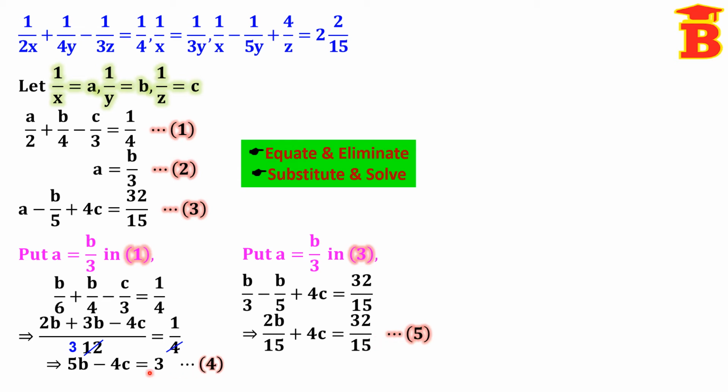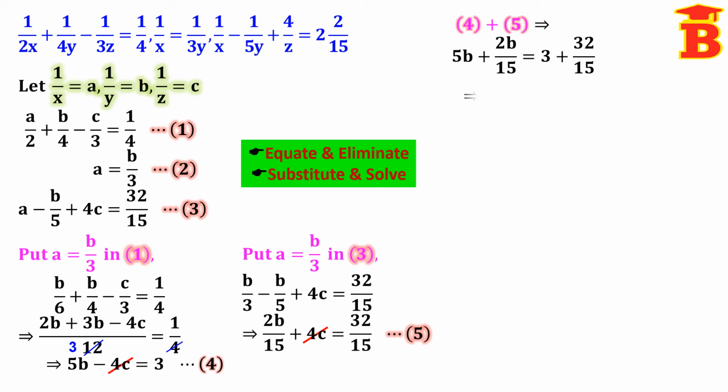Here in the fourth equation we have the term minus 4c, and in the fifth equation we have the term plus 4c. So now adding these we can cancel the term c. Adding the equations 4 and 5, this minus 4c and plus 4c get cancelled, and we get 5b plus 2b/15 equal to, adding the right hand side, 3 plus 32/15.